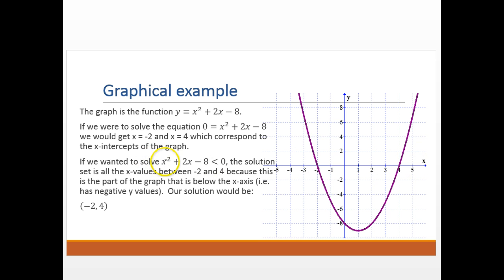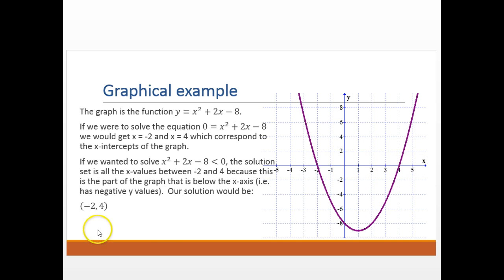If we wanted to solve x squared plus 2x minus 8 is less than 0, the solution is all values of x between negative 2 and 4, because this is the part of the function which gives me a negative answer. If I plug in a number between negative 2 and 4, this gives me a y value which is negative. Notice this is all below the x-axis.